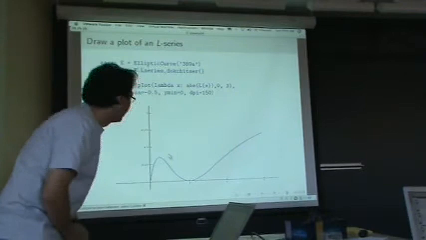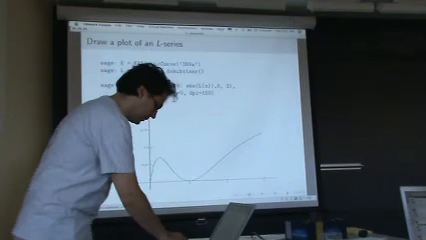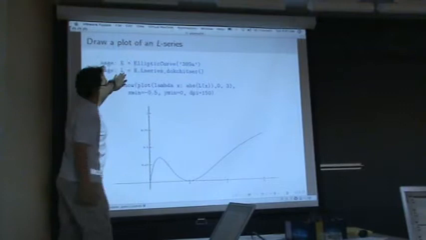Here's an example of just drawing a plot of a complex L series. This is the L series restricted to the interval from 0 to 3 on the real line. So you have these nice, pretty functions. How long did that take? Probably about 10 or 15 seconds. Yeah, it's not ridiculously long. This is interestingly significantly faster than just say using Pari's L series command.